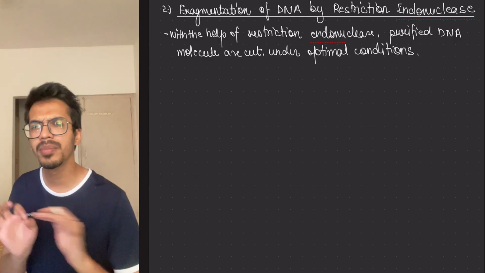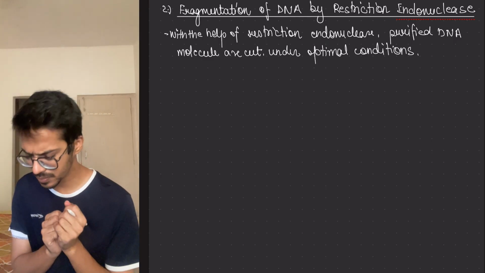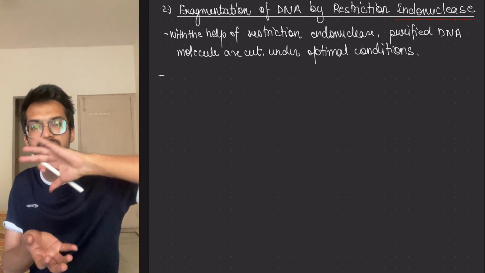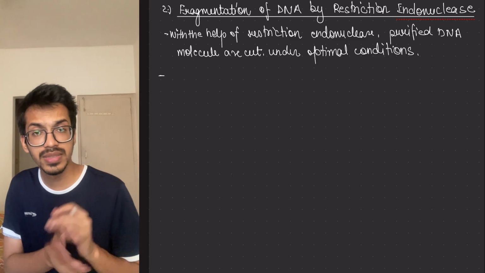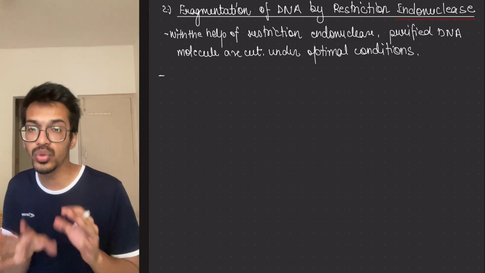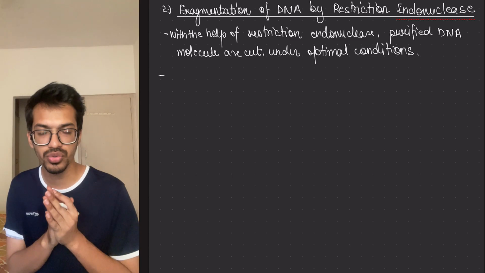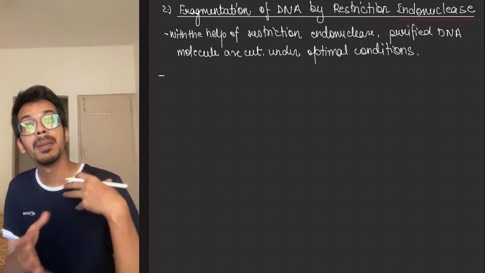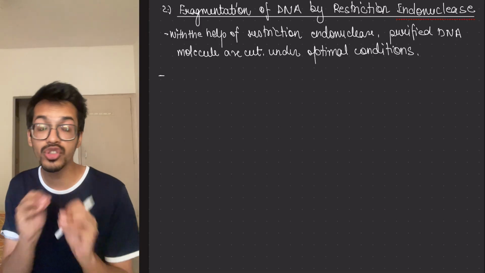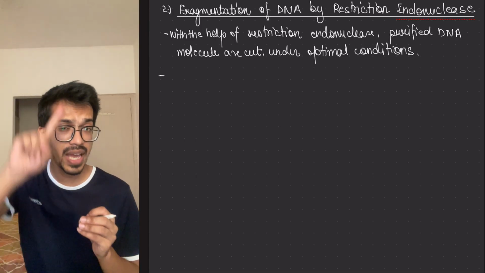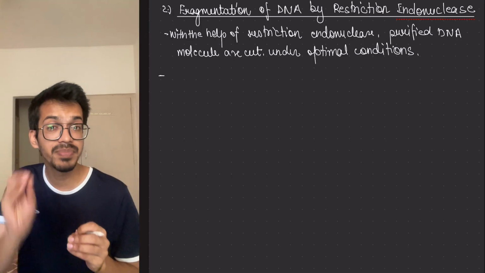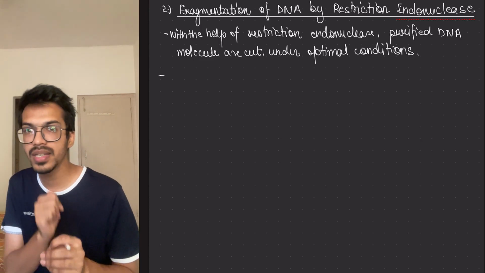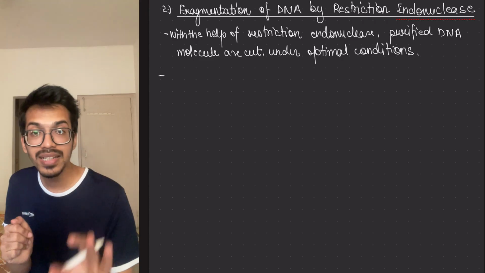So under optimal conditions it will be cut. Now both will be cut, and then what will we do? We will put these DNA fragments on the agarose gel. Why are we putting them on the agarose gel? Because when we apply electricity, the DNA has a negative charge, which we already know from the molecular basis of inheritance: because of the phosphate there is a negative charge present on the DNA fragment. It will act like what?